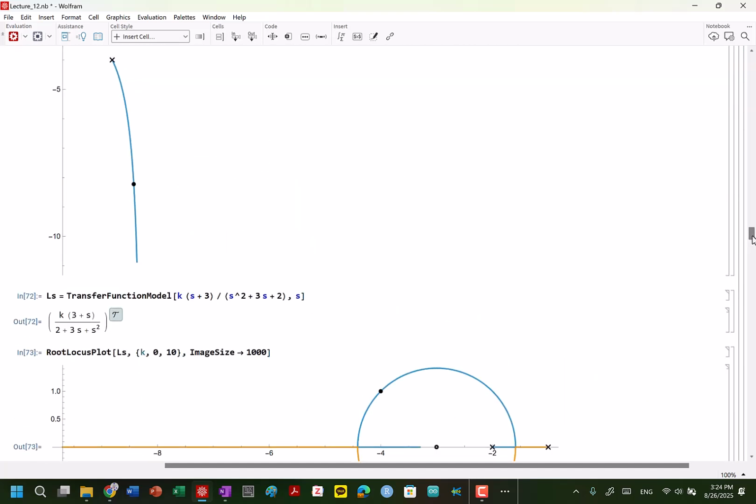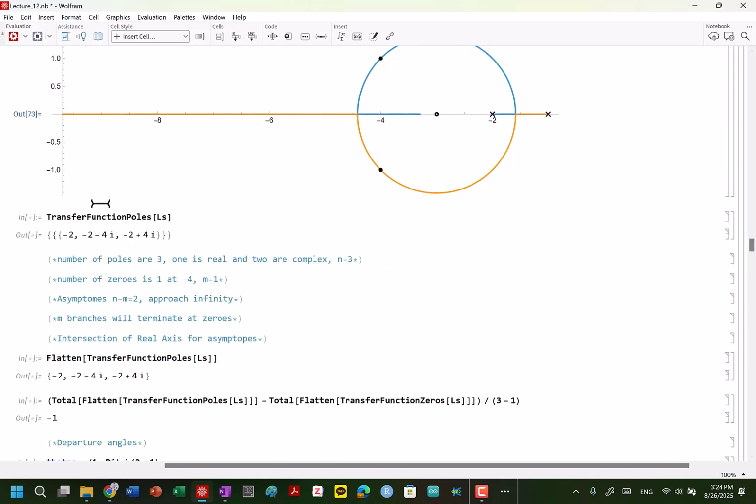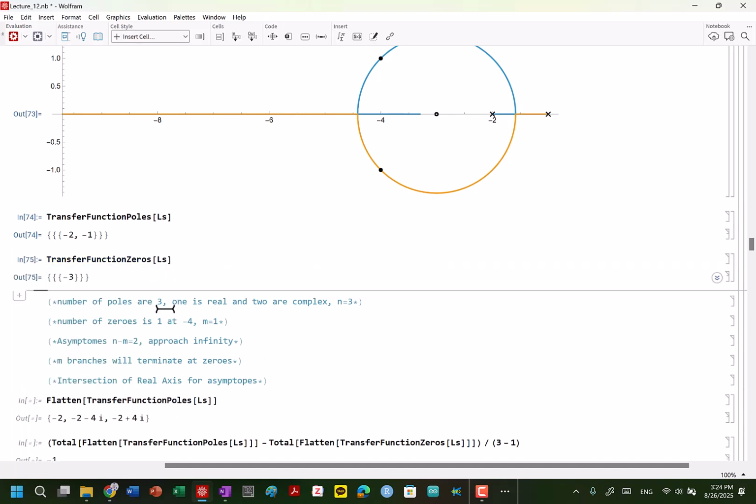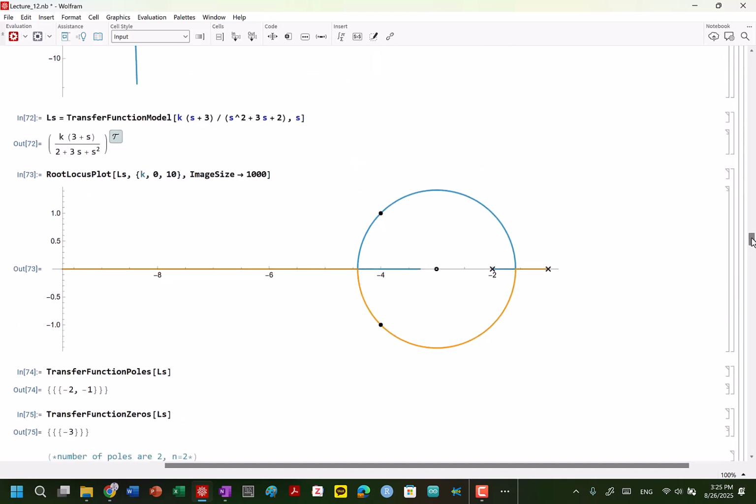So let's look at our L of S. Transfer function poles of our L of S. Excellent. We can do our transfer function zeros. It's good practice. It's fun. So the number of poles is 2, and then we have n equals 2. The number of zeros is 1 at minus 3. So that means we have 1 branch that will approach infinity.